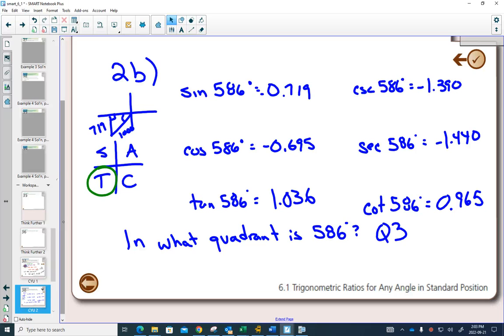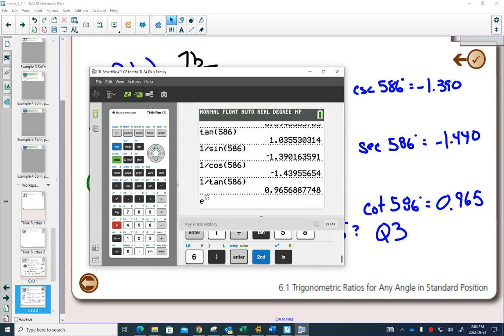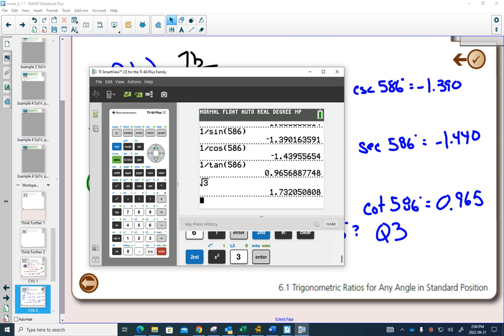Okay, so the only ones to do that you can circle right now, just 7b. In your textbook, sometimes you're going to get an answer, for example, like I got 1.73, and the textbook got square root of 3. Am I right? Well, you might have to type square root of 3 into your calculator to check.